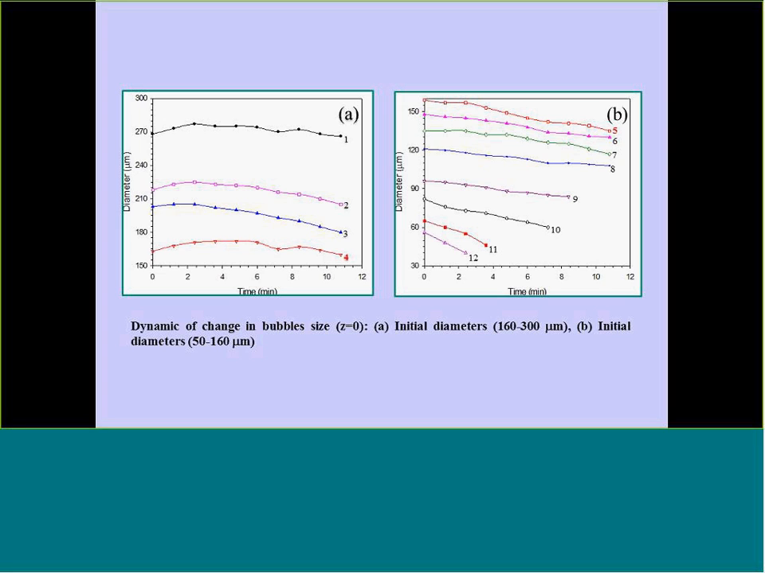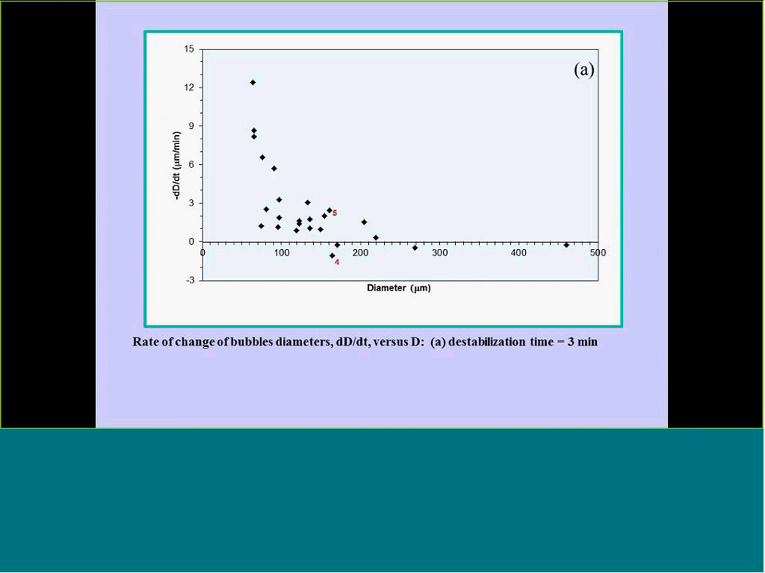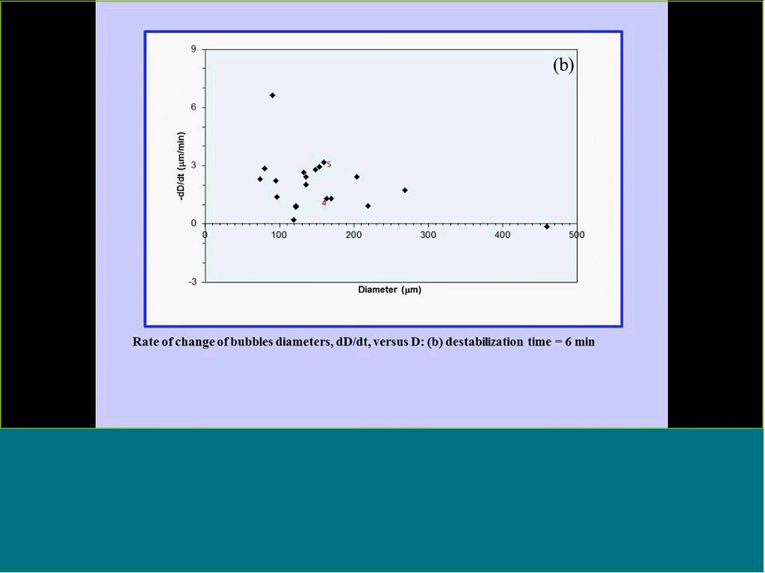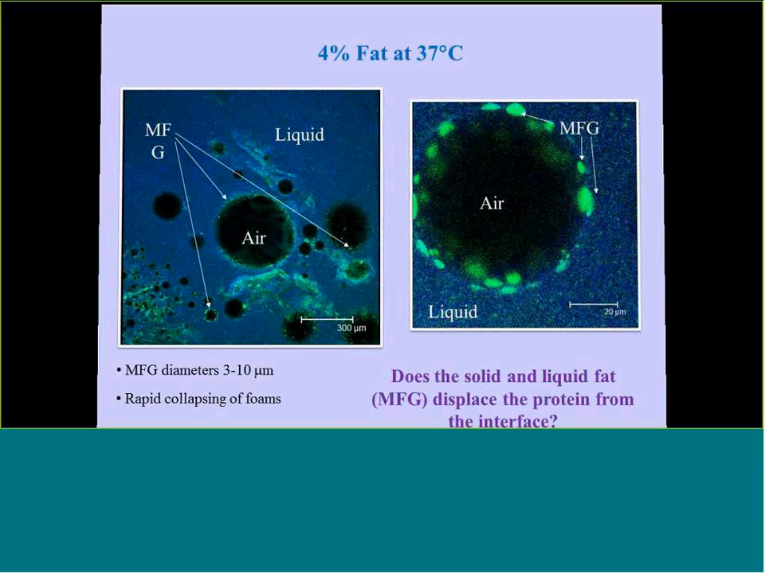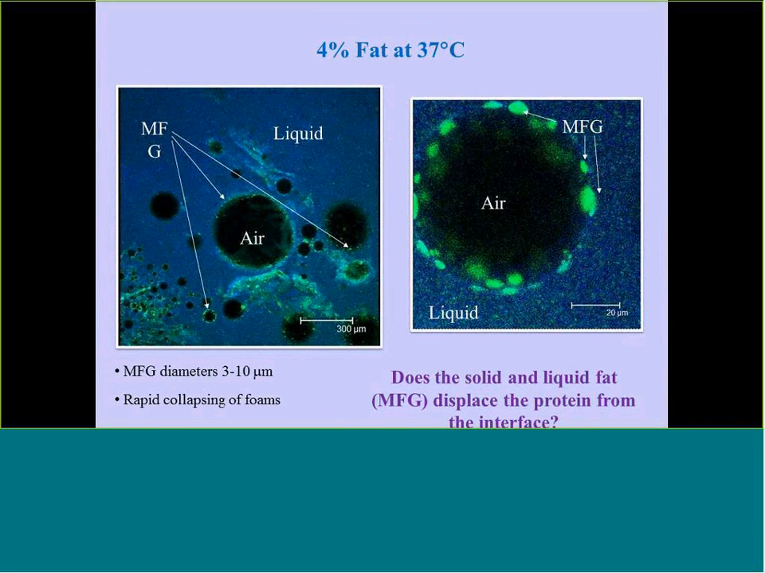I think we're almost near the end now. It is also possible to see what happens at the interfaces. For example, the laser dye can be specific. So you can have a dye that attaches to the protein. You have a dye that attaches to the fat. So you can see the interface, and you can also tell what component is present at the interface.